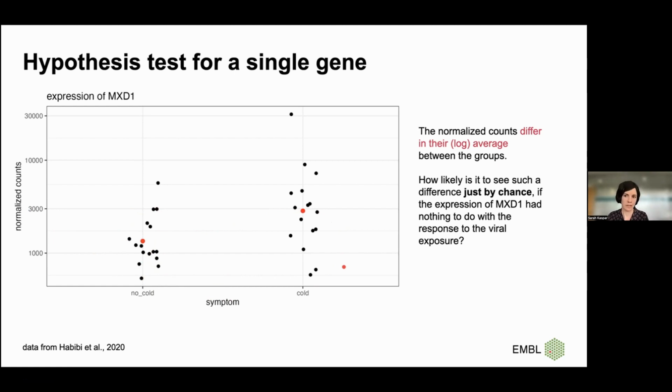And you clearly see that the normalized counts differ in their log averages, but we know it's biology, and we know there is lots of variation between individuals. So this difference could be by chance. And we'd like to know how likely it is to see such a difference just by chance, if in reality the expression of MXD1 had nothing to do with the response to the viral exposure. So how do we calculate probabilities? Because just by chance is a probability in the end, right?